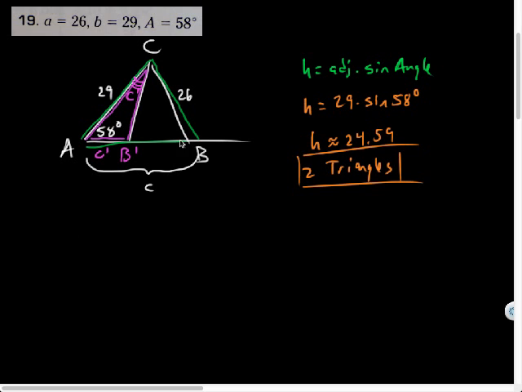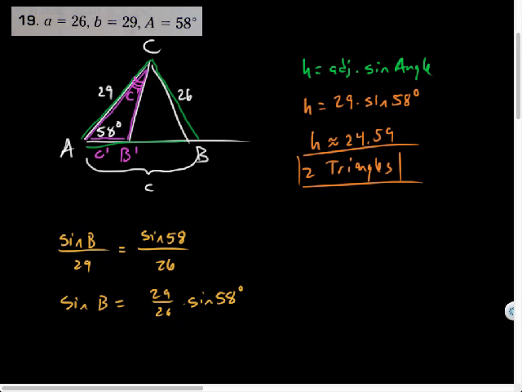Since I'm looking for an angle, I'm going to say that sine of B over 29 is equal to sine of 58 over 26. So to solve, I'll end up getting sine of B equals 29/26 times sine of 58 degrees, obviously. And how do I get B by itself, angle B, big B? Sine inverse, both sides.